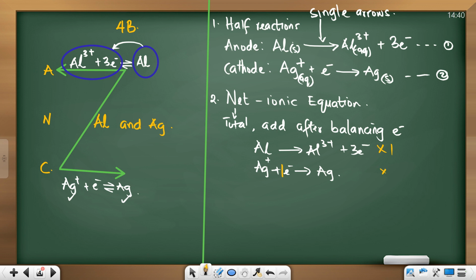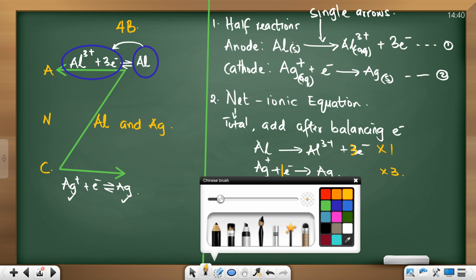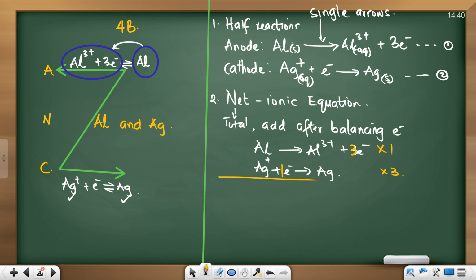And I'm going to multiply this one by 3. Where's the 3 coming from? I'm just switching. Multiply the top by the number of electrons at the bottom, and multiply the bottom by the number of electrons at the top, so that at the end of the day I have the same number of electrons. This is basically the elimination method of simultaneous equations.